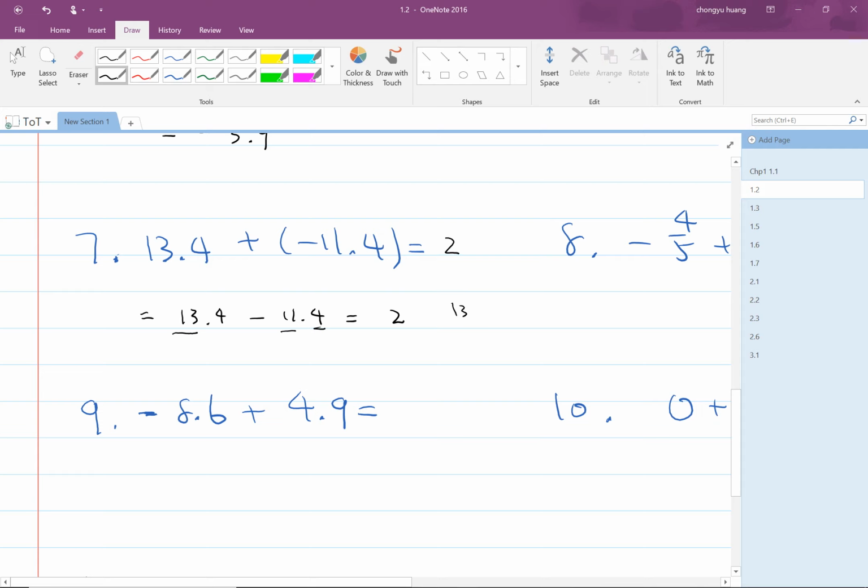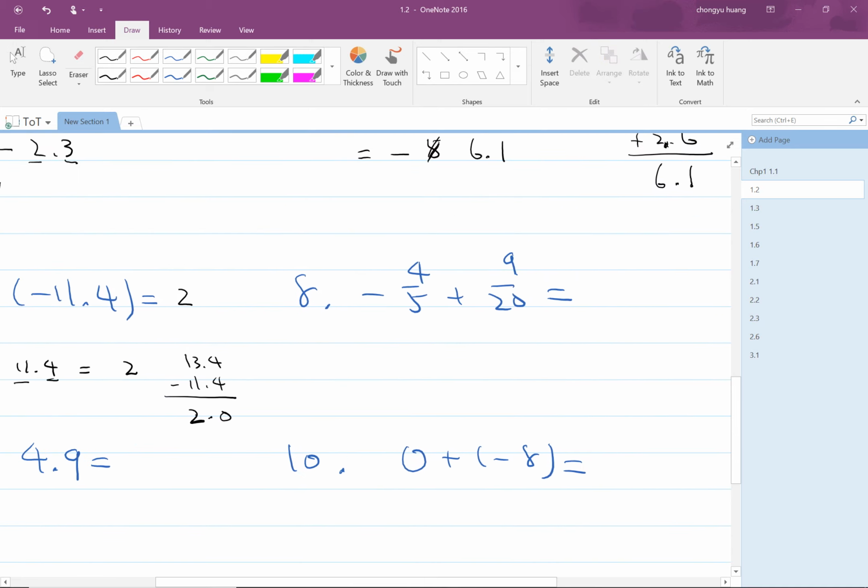Another way to do it is simply doing this: 4 minus 4 is 0, and then 13 minus 11 is 2. So it's actually 2, right?